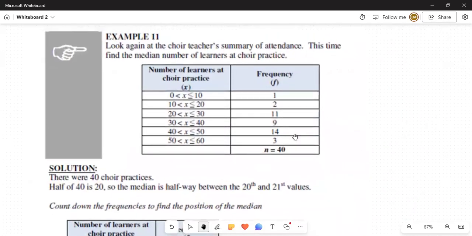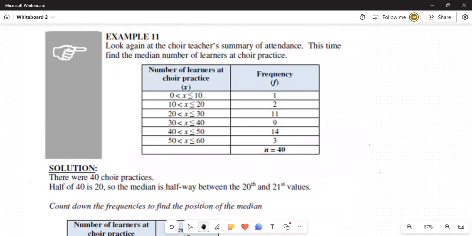Okay, so now let's look at this. We can see that in total, in terms of the frequency, we have 40. That means the median must lie between the 20th and 21st value. So now let's see where this 20th and 21st value is going to lie.